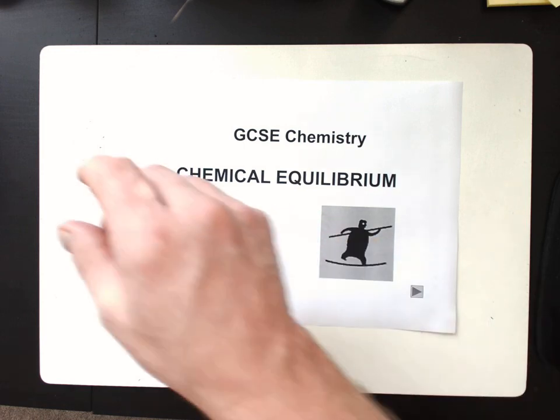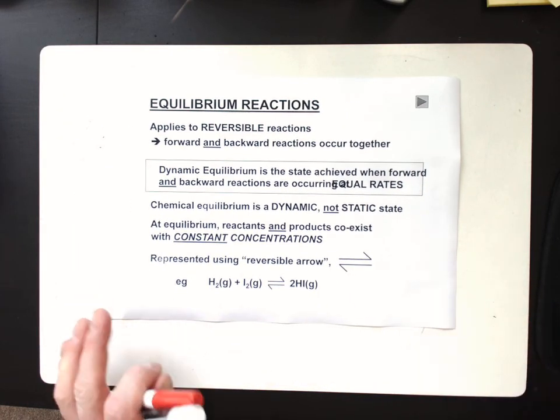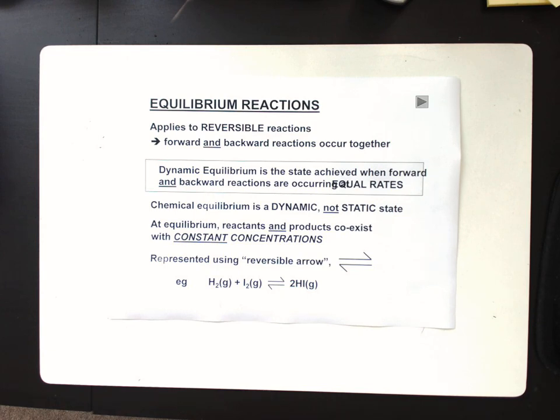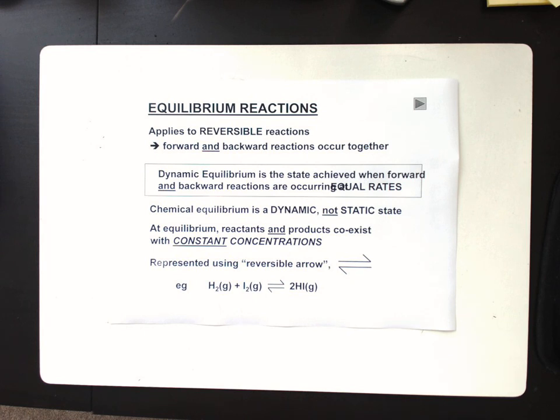So let's have a look at what equilibrium actually is. Okay, so you'll have met a few equilibrium reactions previously, and they apply to reversible chemical reactions. And these are reactions in which the forward reaction and the reverse reaction are both occurring at the same time.